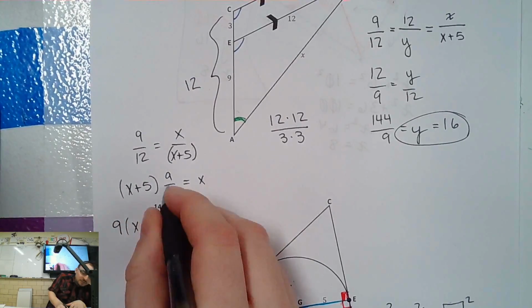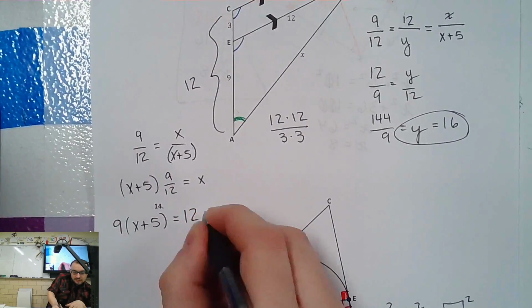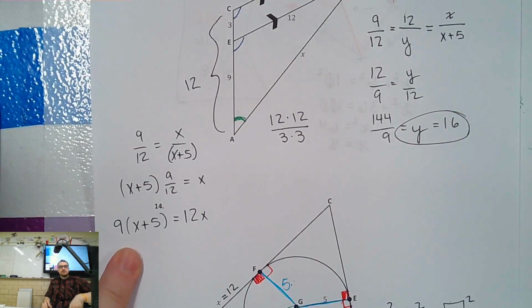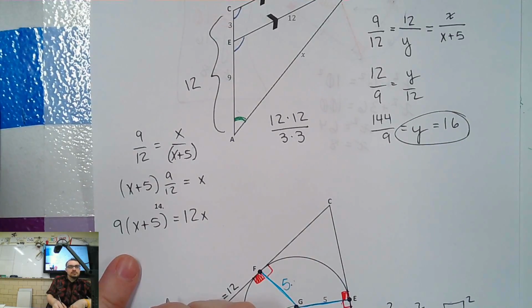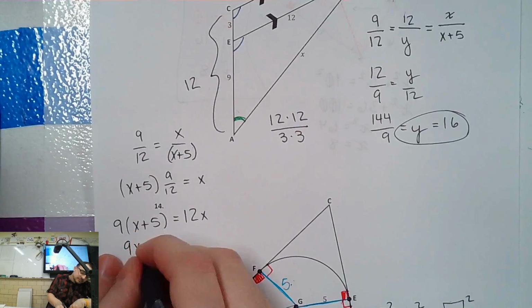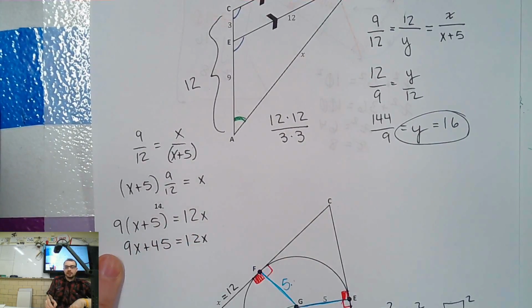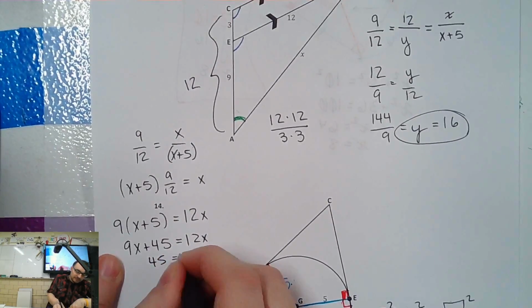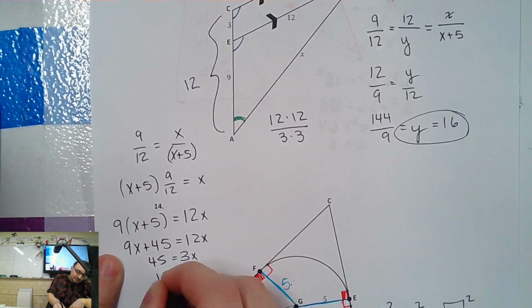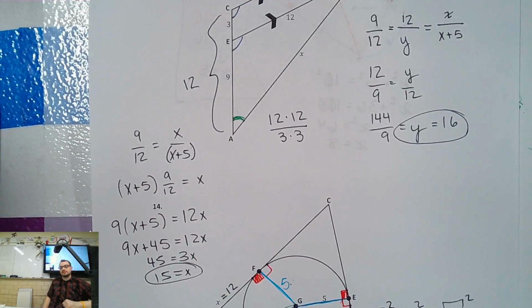So that's 9. I'm going to put the 9 out front, okay? 12x. What do you do with this? Starts with a D. No jokes. And now we get our x's together. Terrible idea in real life, great idea in math. X is 15. Lots of ways to solve that one.